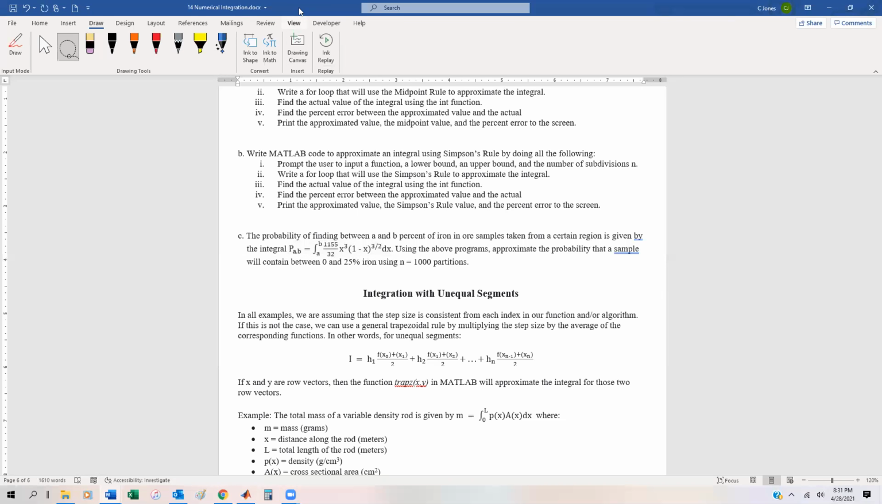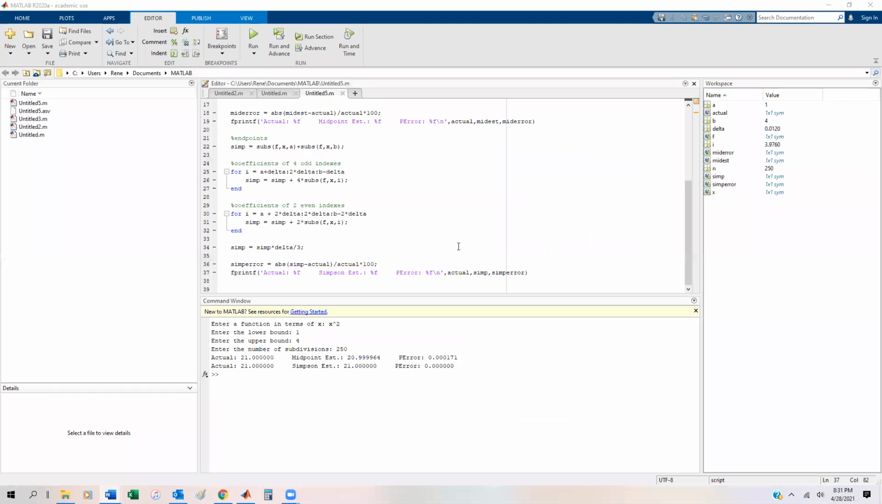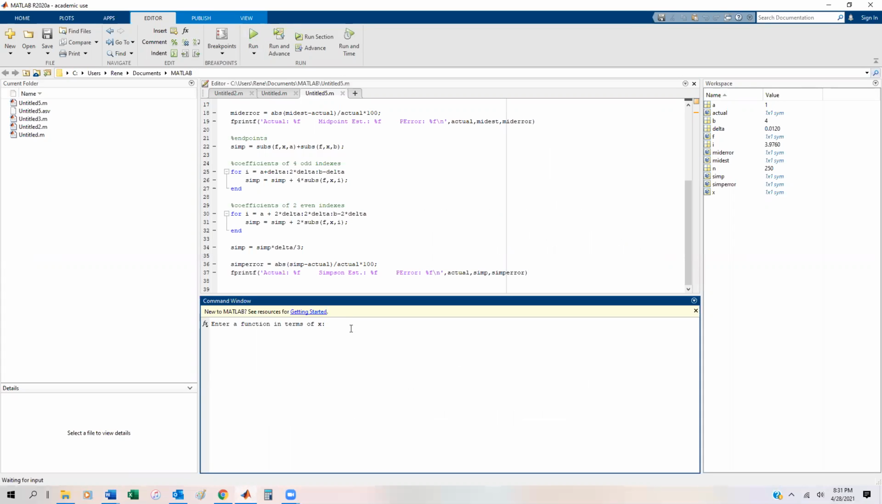All right, so let's go to it. We're going to run this, and we're going to input 1155 divided by 32 times x cubed times (1 minus x) raised to the 3/2. So that's our function. That's nice and easy, right? Now we're going to enter the lower bound, which is 0. Now be careful. It's 25%, so we need to put it in as 0.25. Notice if you put it in as 25, you're going to get (1 minus 25) raised to the 3/2. You're going to be taking the square root of a negative number. That's not going to work.